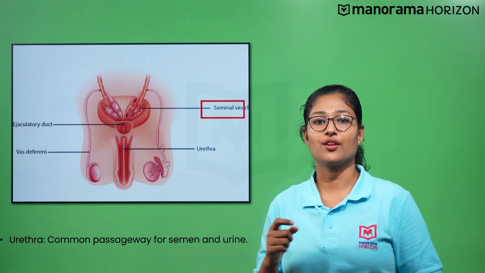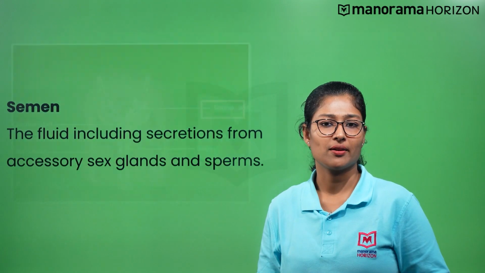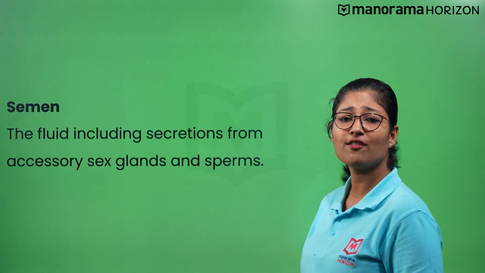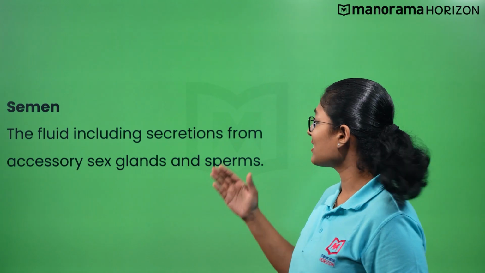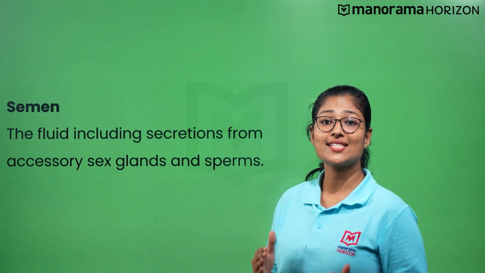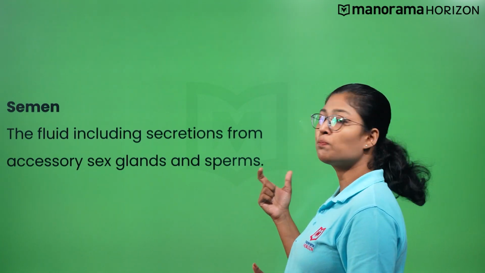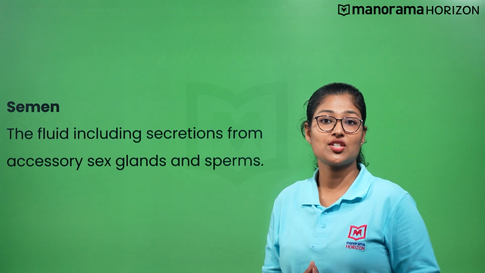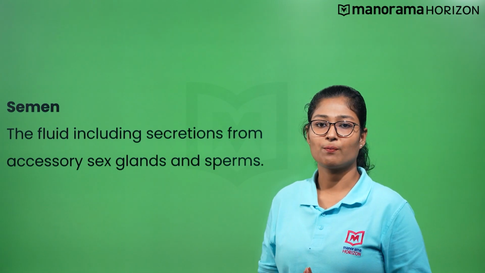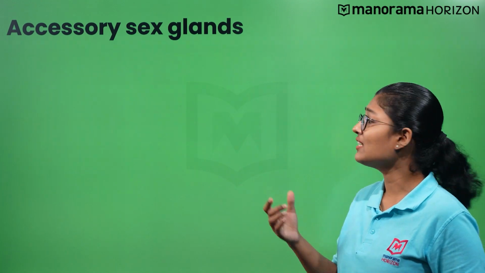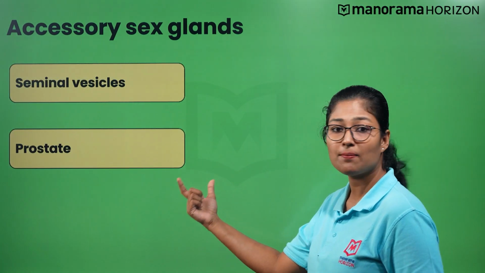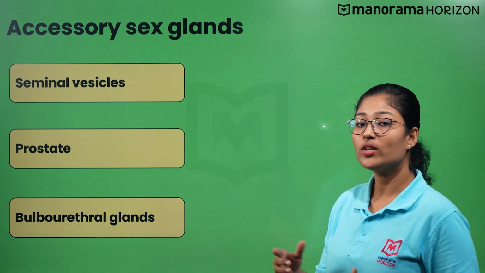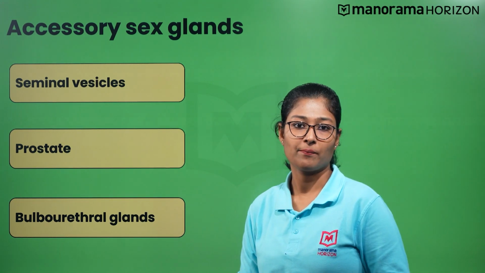I have a doubt here. What is semen? Semen is a fluid that includes secretions from the accessory sex glands and sperms. But what are these accessory sex glands? What are their functions? Let's discuss. The accessory sex glands in males are the seminal vesicles and the prostate, along with bulbourethral glands.